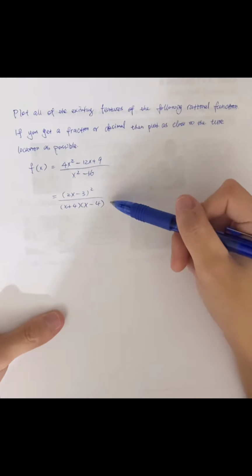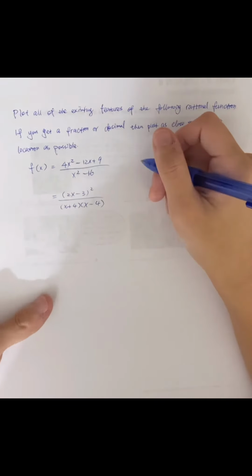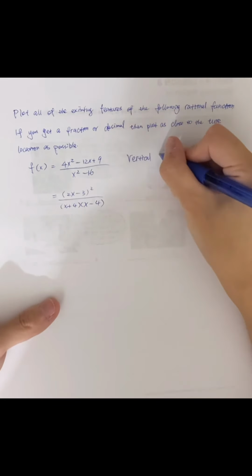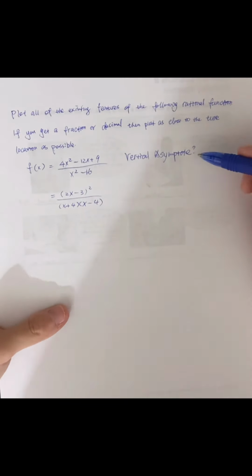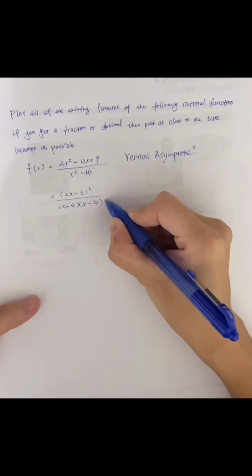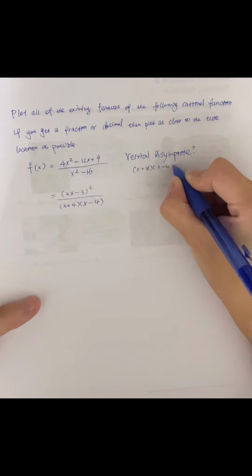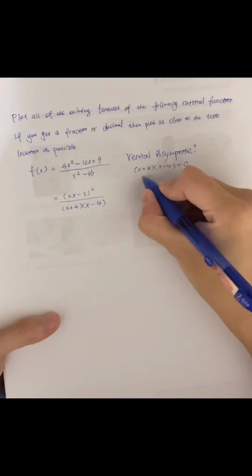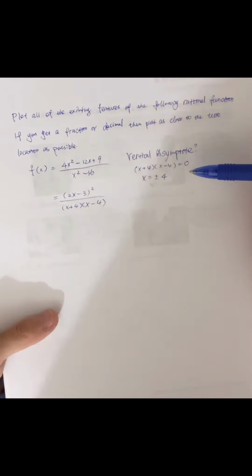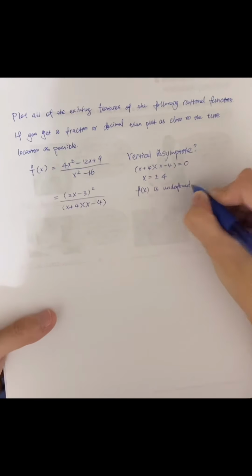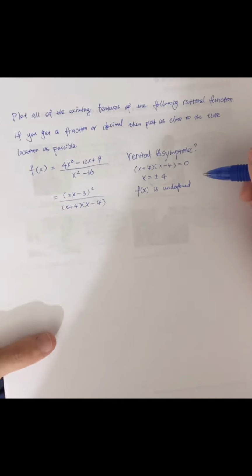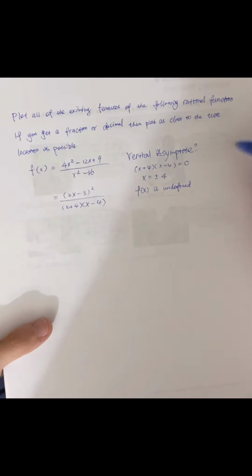The first step, we are going to find our vertical asymptote. A vertical asymptote is where the denominator equals 0. So when x squared minus 16 equals 0, we have x equal 4 and x equal minus 4. f of x is undefined when we divide by 0.